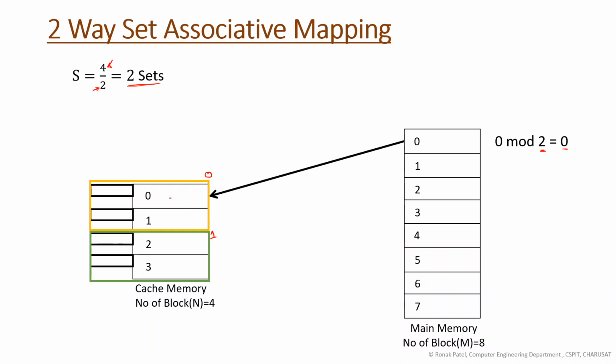So block 0 needs to be placed in set 0, and in set 0 it can be placed anywhere, whichever block is empty. So let's put it into block 0. Next, 2. 2 modulo 2, the answer is 0. So 2 can be placed in set 0, but in set 0 it can be placed anywhere. So the next empty one is this one, and it will be placed here. Got it?